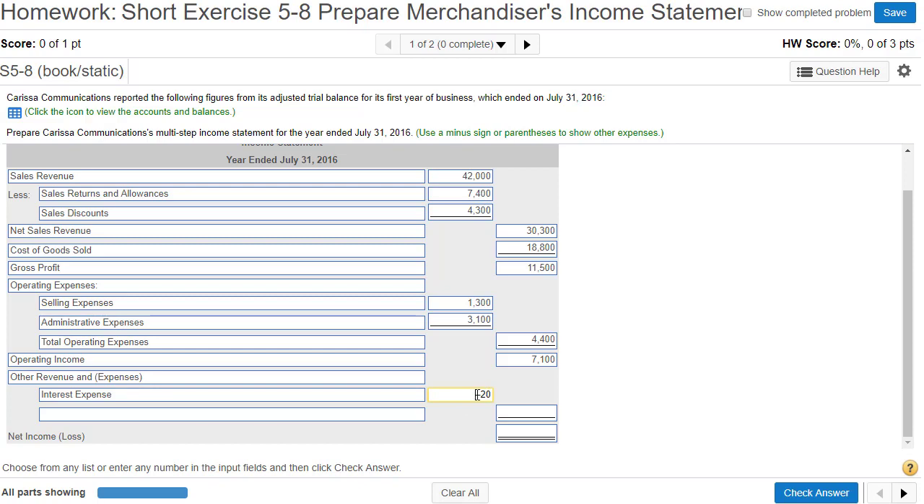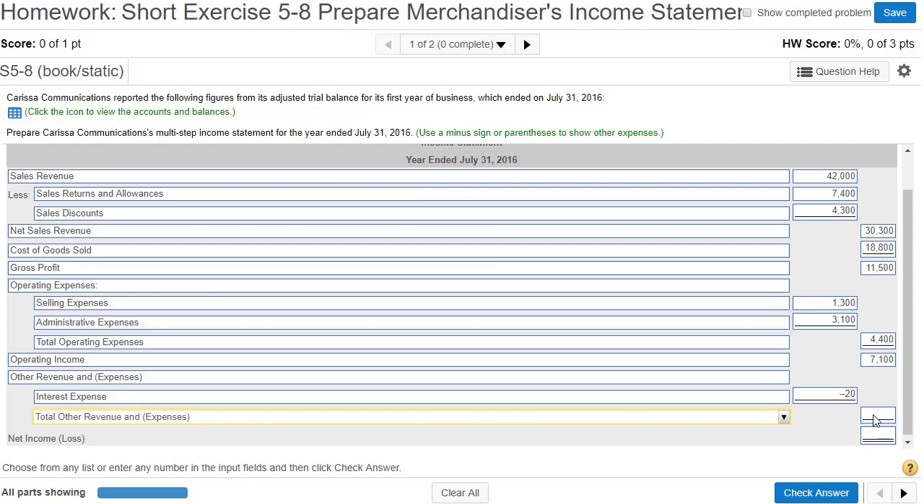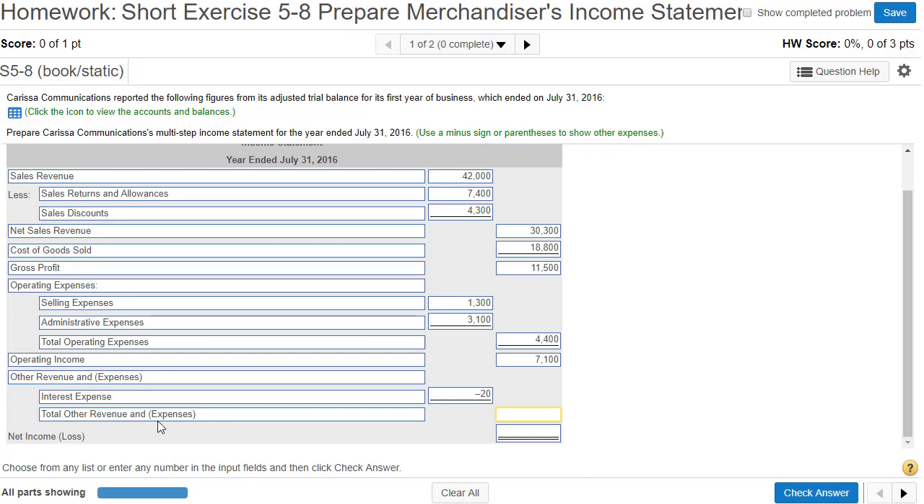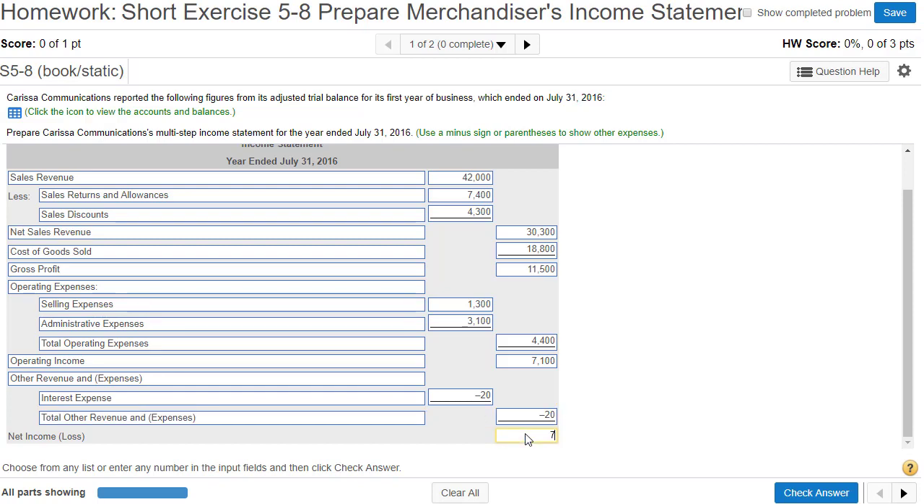So most people kind of ignore these other revenues and expenses. Then that gives us total other revenue and expenses. Again, because the label says this could be a revenue or expense, we have to differentiate the two. So we're just going to take this expense and copy it down here. Make sure you have that negative. Otherwise, my accounting lab would think that this is the other revenue. Then when we do our final math, we get $7,080 of net income.